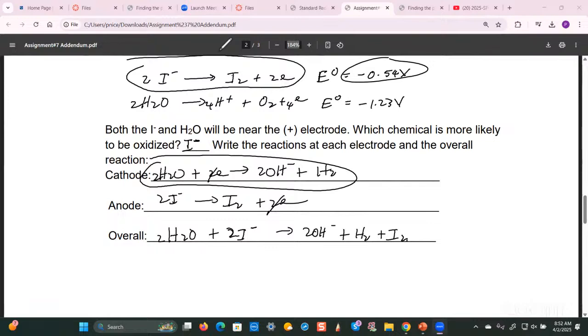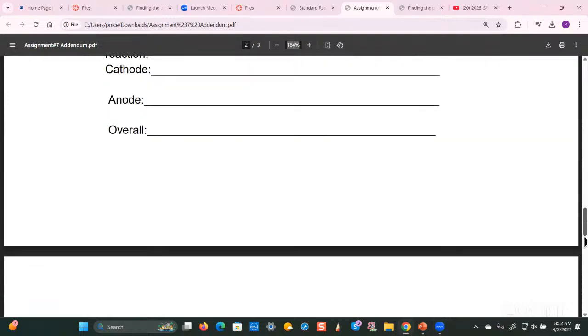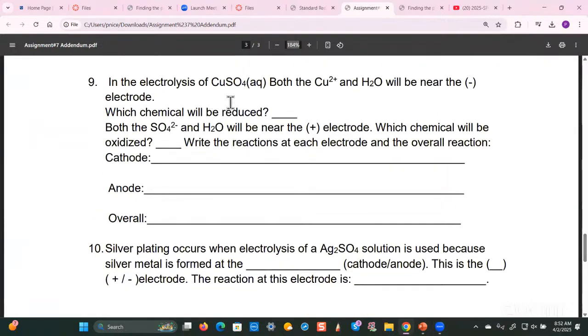Okay, all right, so that's the answer for that question. All right. Okay, the next question. Let me clear this here. Okay, again, another electrolysis situation.